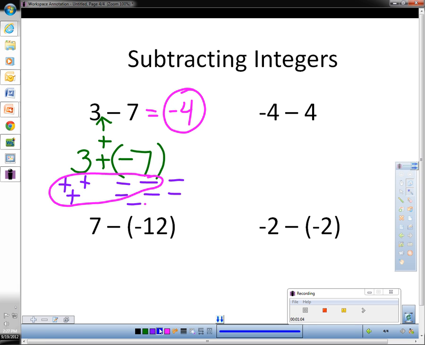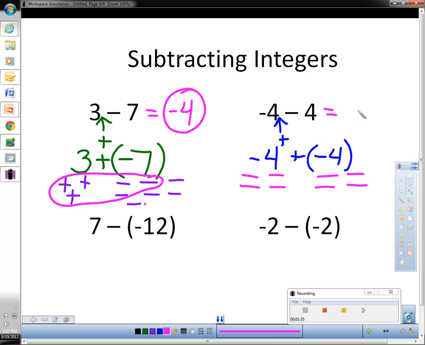Negative 4 minus 4. I'm going to change it to an addition problem by putting a plus sign after the first number. Remember, you don't want to replace the minus sign in this problem. We just want to insert an addition sign. So if I rewrite that, I end up with negative 4 plus negative 4, and everything is negative. There's no 0 pairs, so they're all negatives, and I have a total of 8 of them. So the answer to this problem is negative 8.